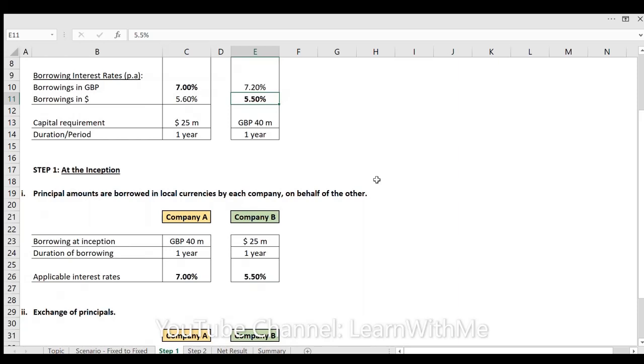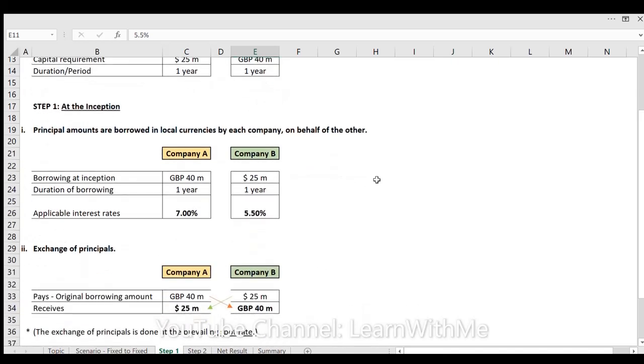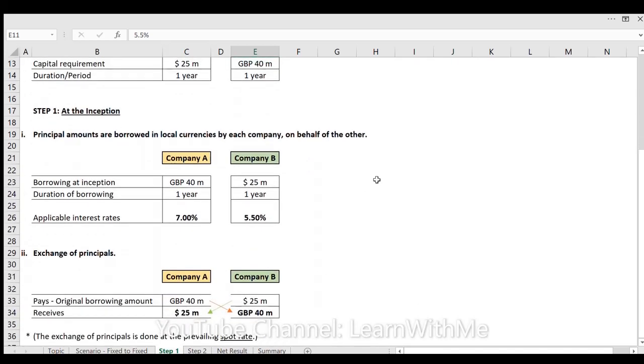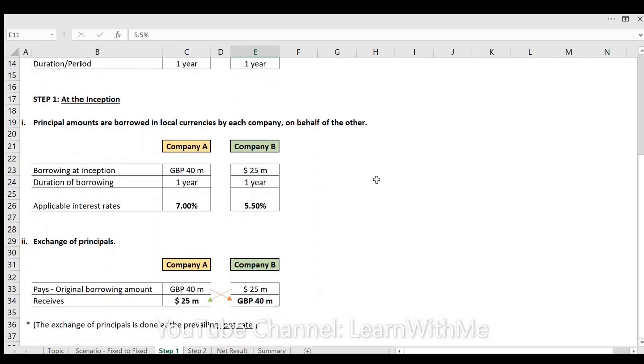Next, what happens is once this borrowing is done from the bank or any financial institution, now the companies interchange the principals. So what happens is Company A transfers the borrowing to Company B and Company B transfers this borrowing to Company A.